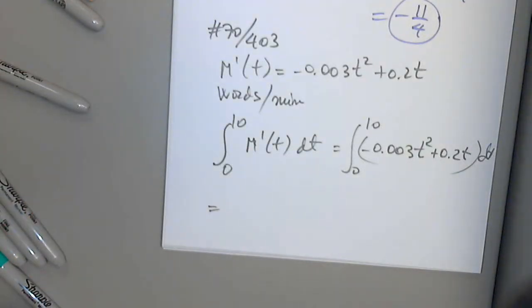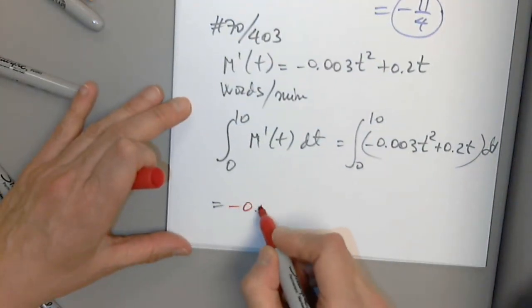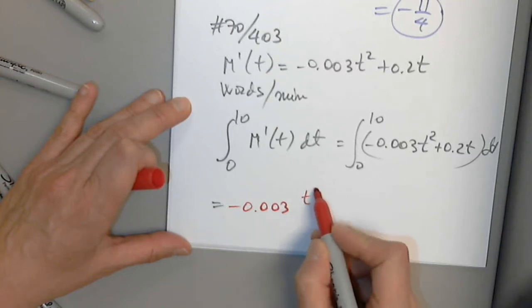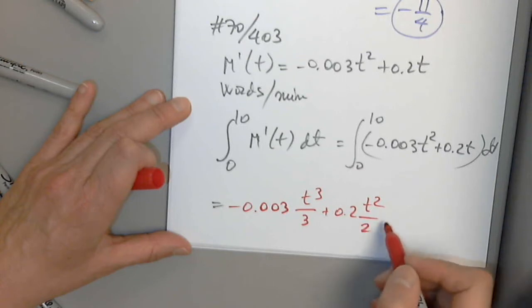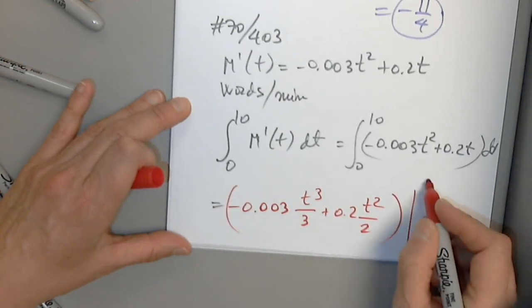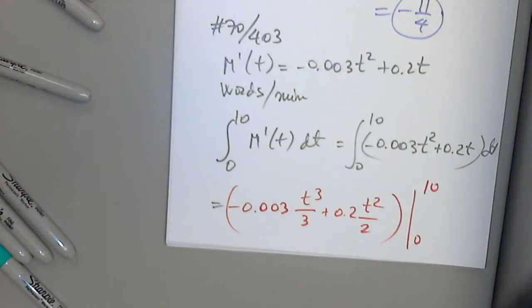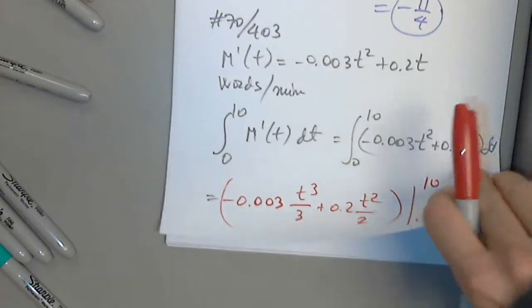What is the antiderivative of this? Negative 0.003 t cubed over 3, plus 0.2 t squared over 2, and this is from 0 to 10. Luckily, we don't have to plug in 0. I should write minus when I plug in 0, but you understand why I'm not: because this is 0 and this is 0. So all I have to do is plug in 10.